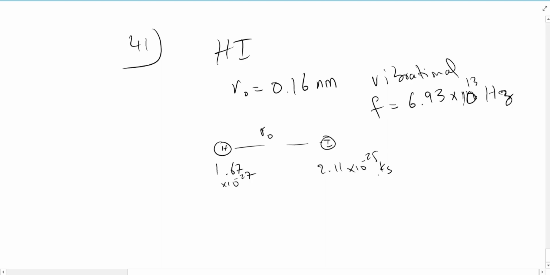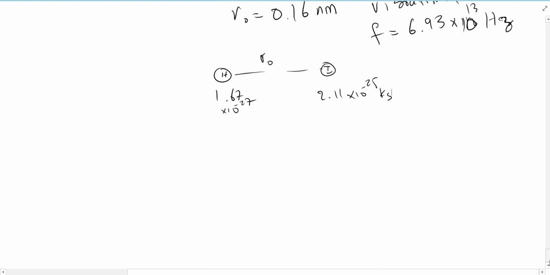Well, in this case it should be straightforward. First of all, we need to find the reduced mass, because we want to find I, which is equal to the reduced mass times R0 squared. This is from the theory. And the reduced mass is just equal to the product of the two masses divided by the sum of the two masses, because it's a diatomic molecule.